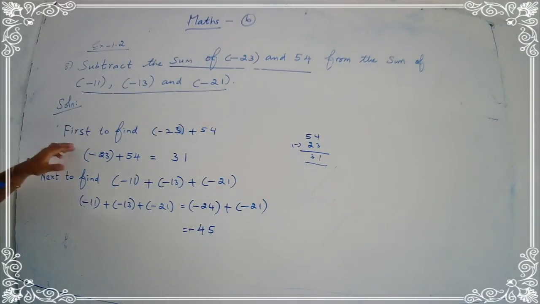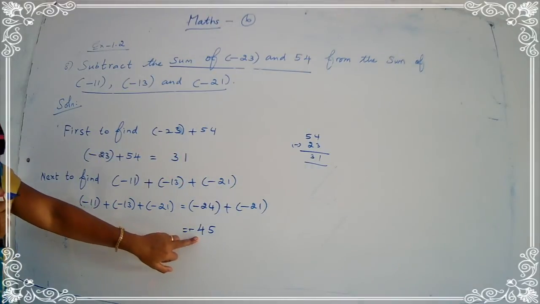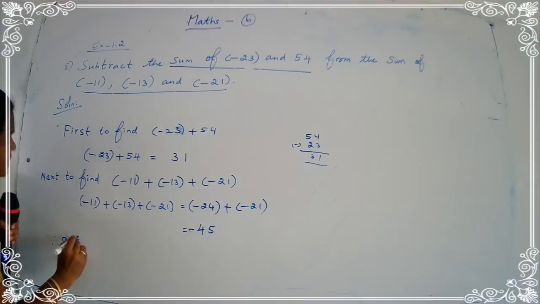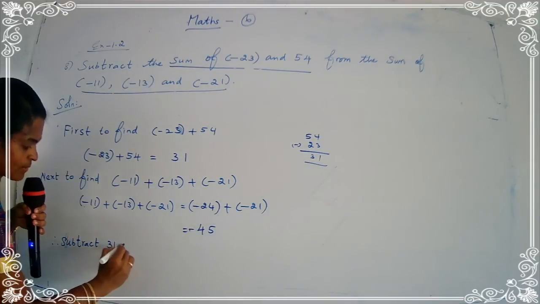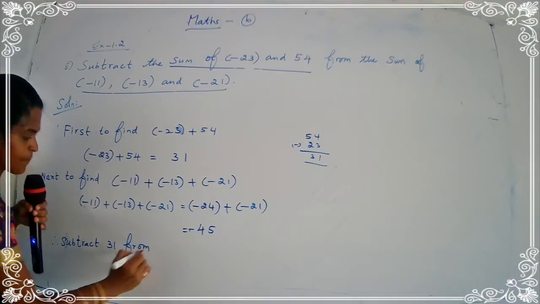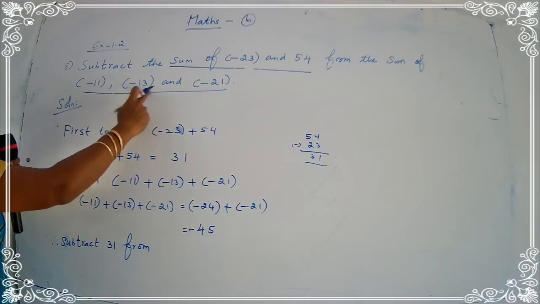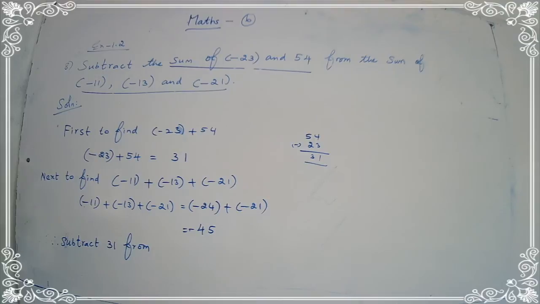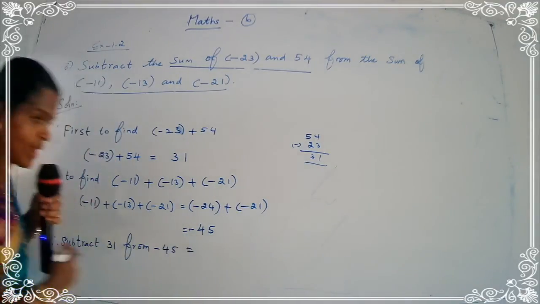Subtract the sum of... Okay. So that's why subtract 31 from minus 45. Therefore, subtract the sum of minus 23 and 54. What is the value? 31. Okay. 31 from the sum of minus 11, minus 13 and minus 21. What is the value of the sum of minus 11, minus 13 and minus 21? Your answer is minus 45.